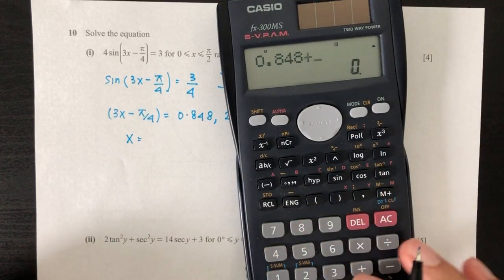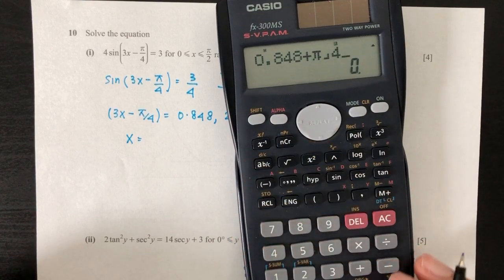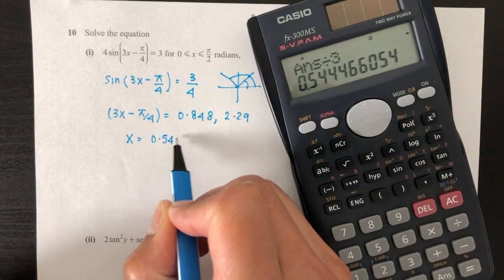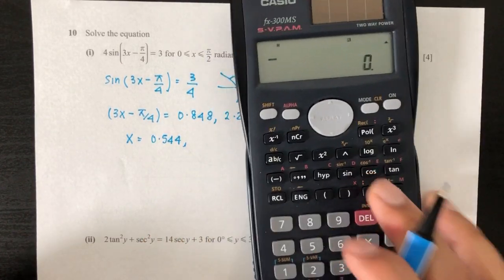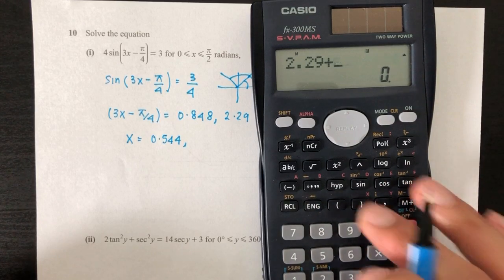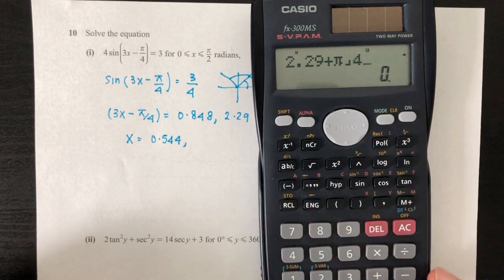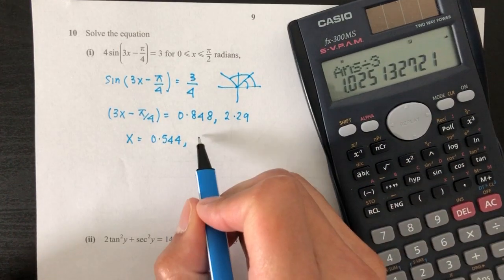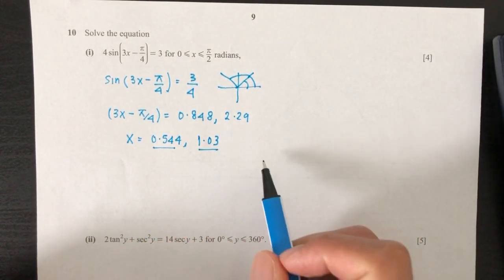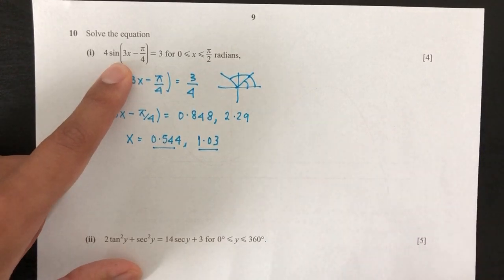0.848 plus pi by 4, divided by 3. That should be 0.544, and the other can be 2.29 plus pi by 4, divided by 3. That should be 1.03. So for these two, the value of x is your solution for this equation.